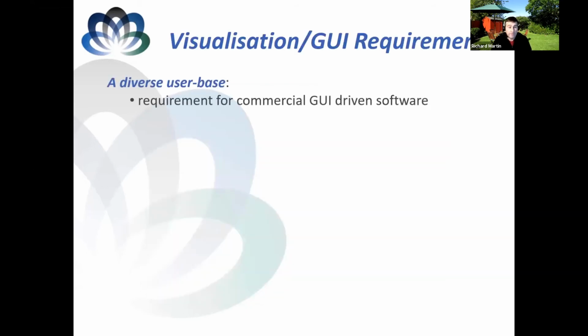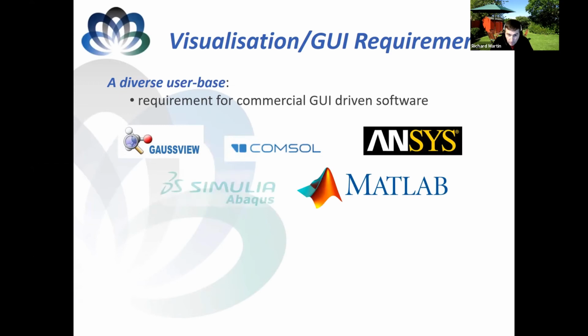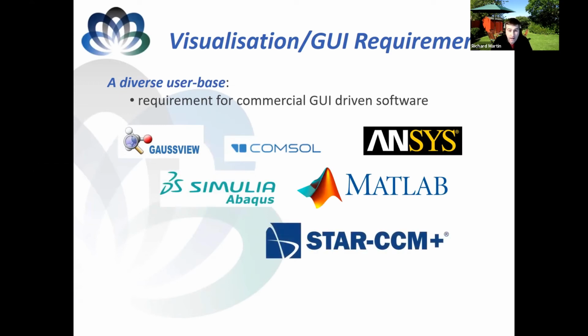So as I said before, we have a very diverse user base with a large requirement for commercial graphical user interface driven software. These are some of the ones that we use, the usual actors, I guess. ANSYS is heavily used by mechanical engineering and naval architecture, both with ANSYS Mechanical and Fluent. Gauss View for the quantum chemists, COMSOL, MATLAB, Abacus for finite element analysis, and StarCCM is another CFD package which is heavily used by naval architecture.